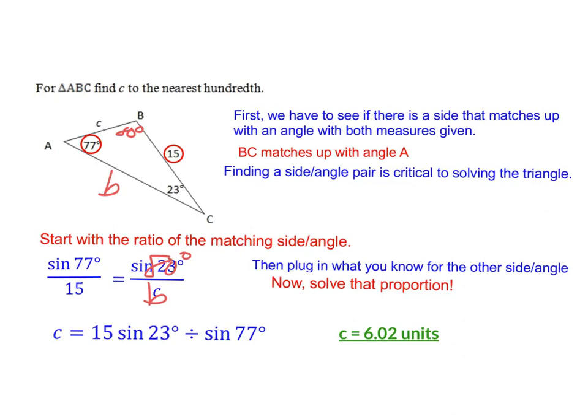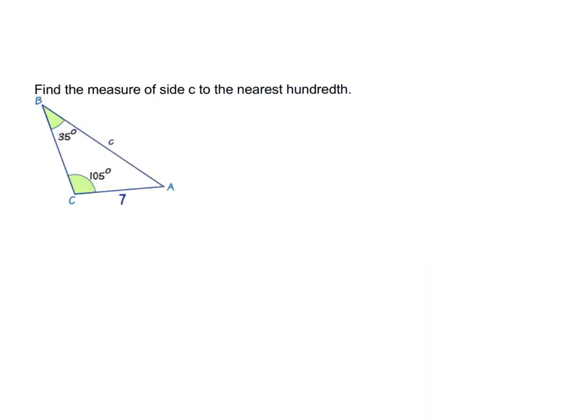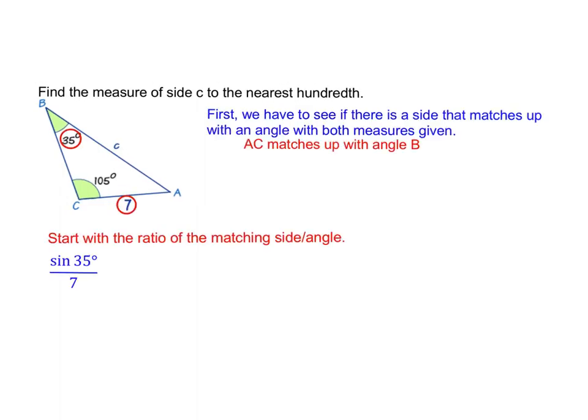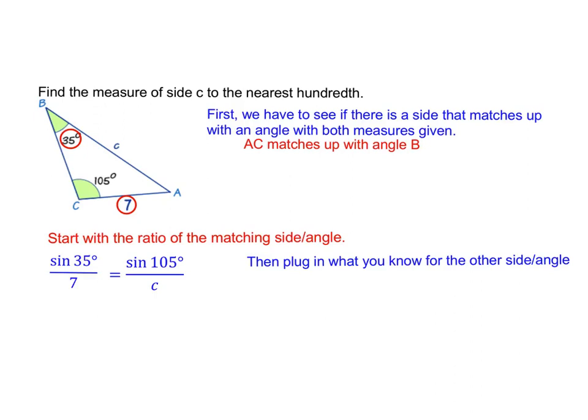All right, next one I want you to do on your own. Do this problem on your own. Go. Again, I got to find that side angle combination where I know both. All right, that's sine of 35 over 7. So the other ratio is going to be what? Okay. And 105 over C. Cross multiply and divide.